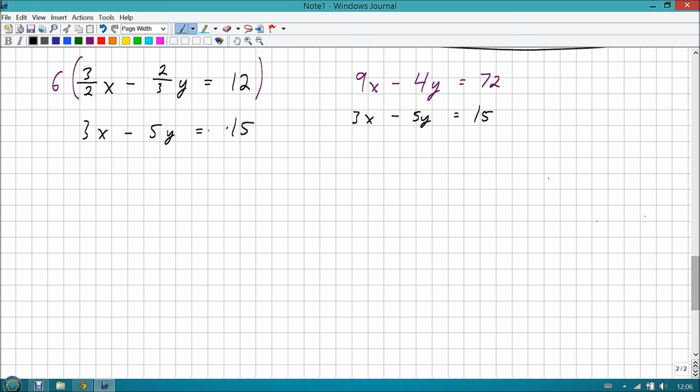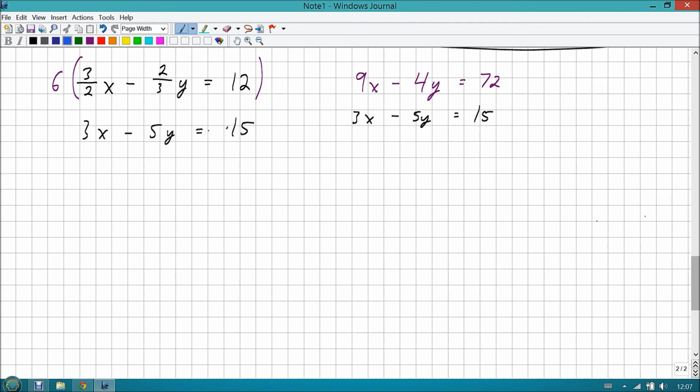Well, looking at 4 and 5, the smallest common multiple of those two is 20. And that's kind of large, because then I'd have to multiply my top row by 5, and that 72 is going to get huge fast. I don't want to do that. But looking at the x's, 3 times 3 gives me 9, which means I wouldn't have to multiply that first row at all. I think I'm going to try to eliminate the x's.